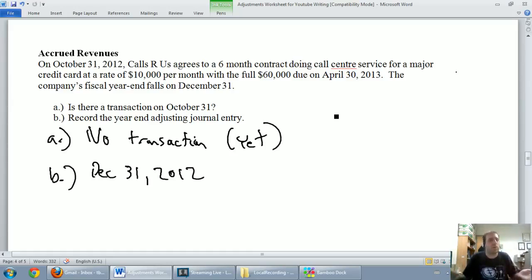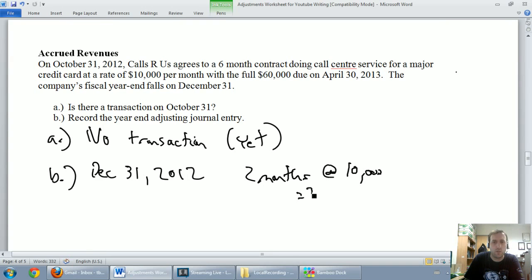So we've got to say, well, how much money have I earned? And I kind of just answered. October we don't count as a month. We're not going to count it. So November, December. And the reason we don't count October is because October 31st, we didn't start until the very last day of October. So November, December, 2 months worth of work. The contract calls for $10,000 a month. So we've earned 2 months at $10,000. We've earned $20,000.